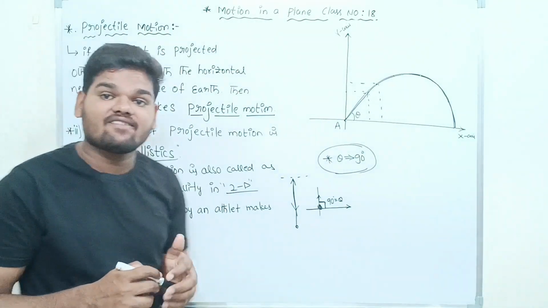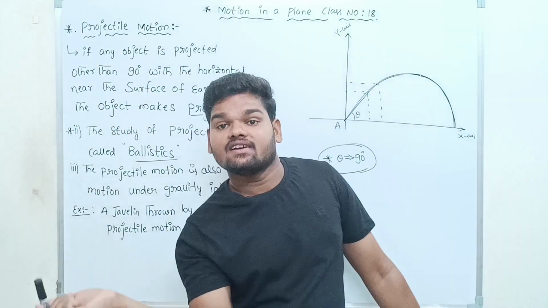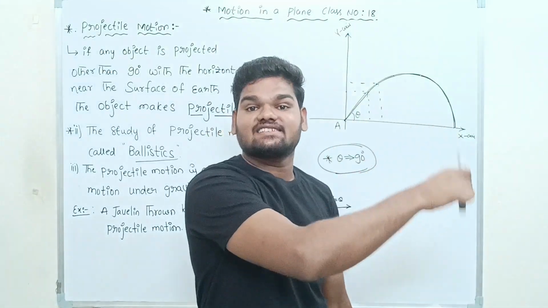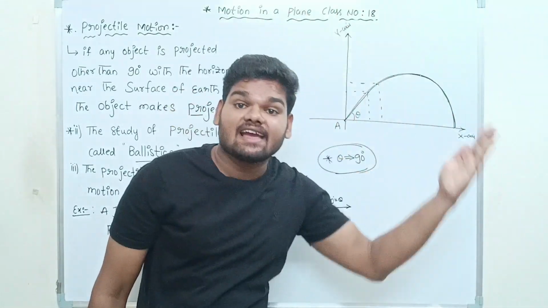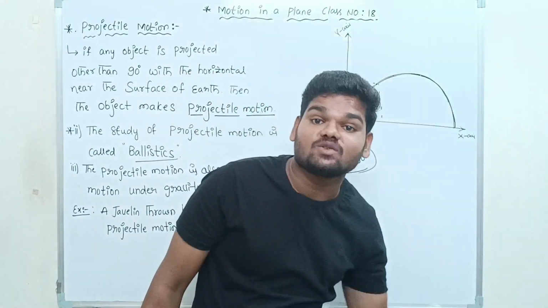So we know the javelin. Whenever the javelin is thrown like this, have a look. The javelin moves like this. That means it makes a projectile motion. The path of the javelin is what? It makes a projectile motion.